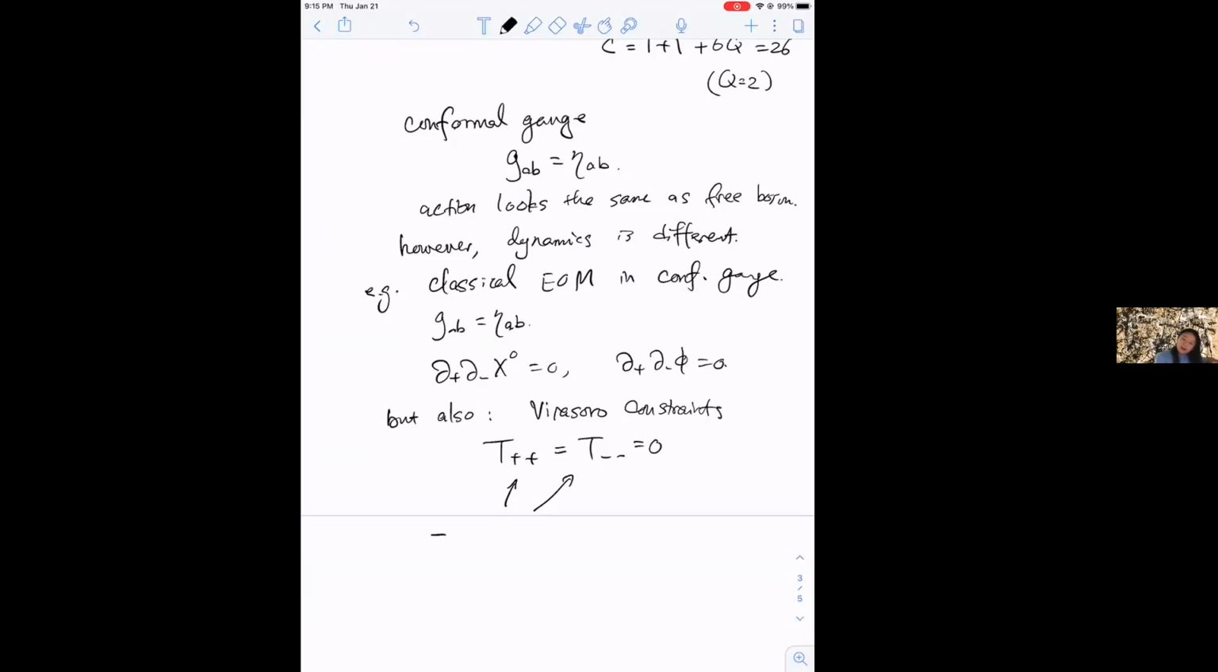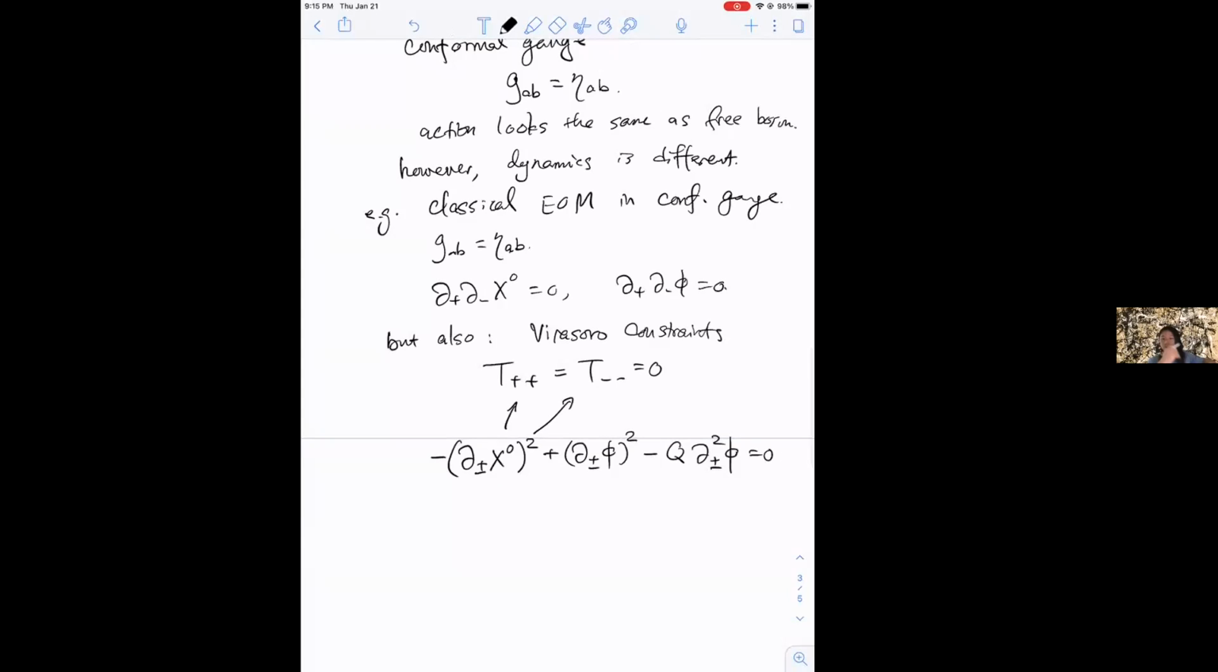So in terms of these fields, let's say T plus plus is minus partial plus X naught squared plus partial plus phi squared. Now you have a correction due to the background charge of the linear dilaton, like so. And likewise for T minus minus, you have a similar equation with the plus replaced by minus. Okay. Well, let's look at the solution. So now you see this background charge term actually has an effect on the dynamics.